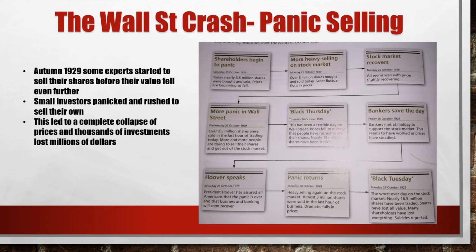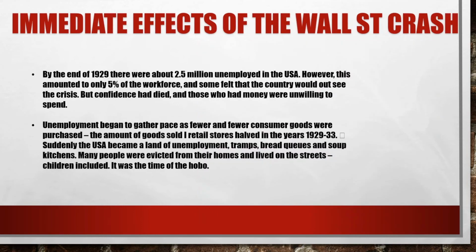But unfortunately then, on Monday the 28th, the panic returns and there's a lot of heavy selling again. 3 million shares sold in the last hour of business and prices fall dramatically. Black Tuesday, the 29th of October, a really significant day, the worst day ever to this day even, on the stock market. 16.5 million shares traded, shares lost all value. Many shareholders lose absolutely everything. They lose all of their money, all of their life savings, and suicides are reported. So that's the worst day, and it is the worst day to this day on the stock market.